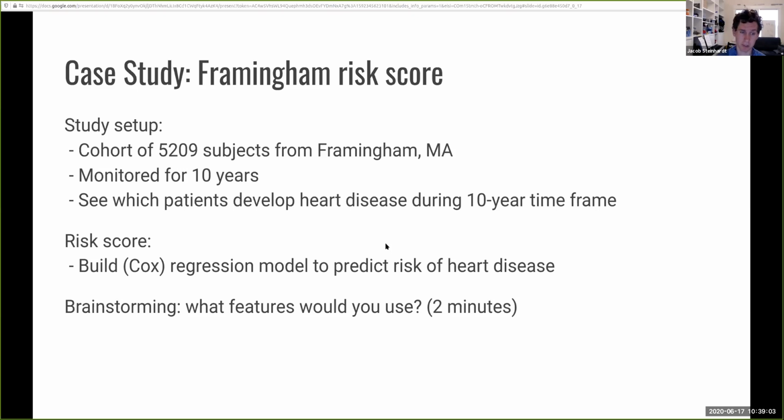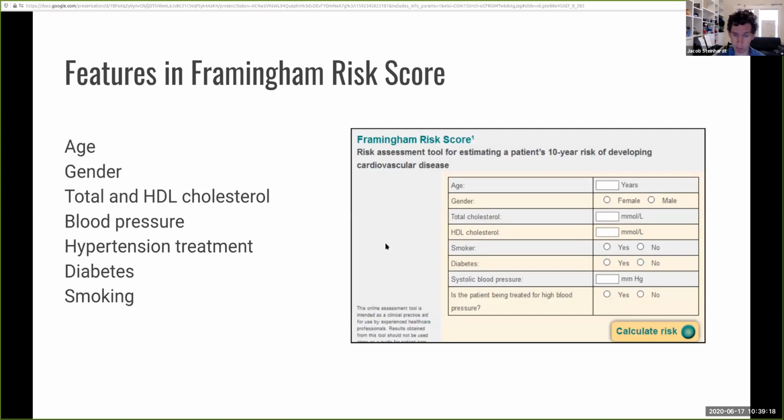We all know for regression models, we need to pick our covariates or our features. So this was more of a warm-up, just to get them thinking about the problem set, and we asked them what features they would use. They came up with a lot of good ideas, and then we discussed the actual features that were used, which mostly were part of their suggestions.